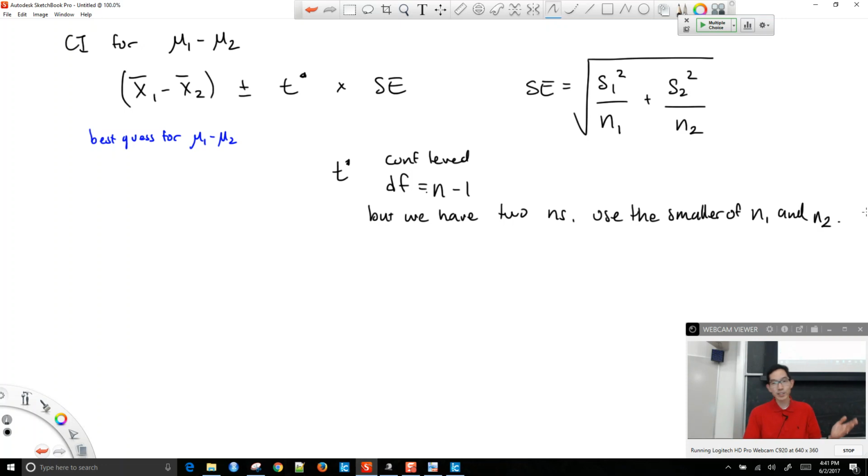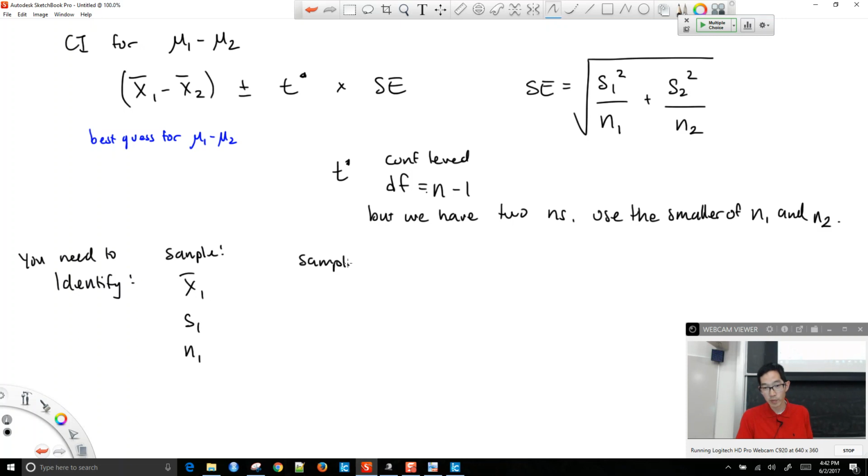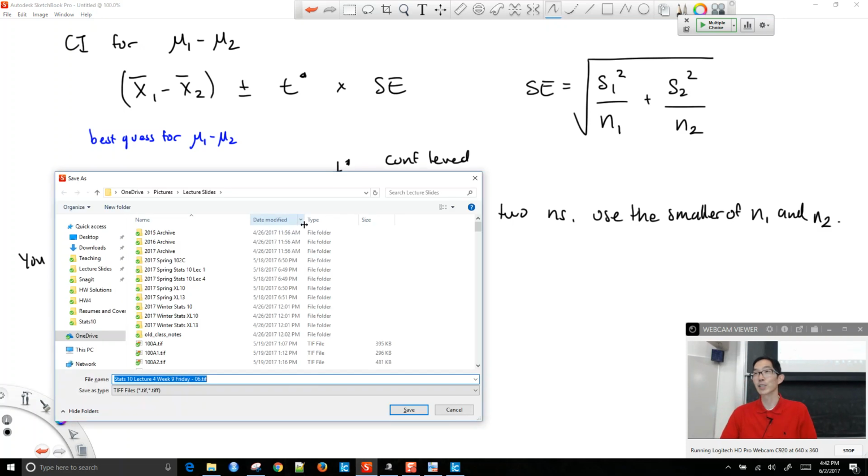I feel confident in you guys that if I gave you a set, you can identify all of these values. For sample 1, you need to identify x bar 1, S1, and N1. And for sample 2, you need to figure out x bar 2, S2, and N2. And then you just plug everything in to the formula. And I'm confident that you guys can do that.